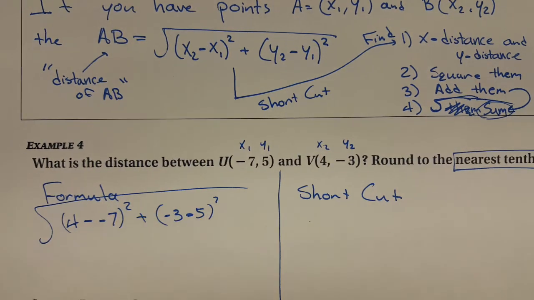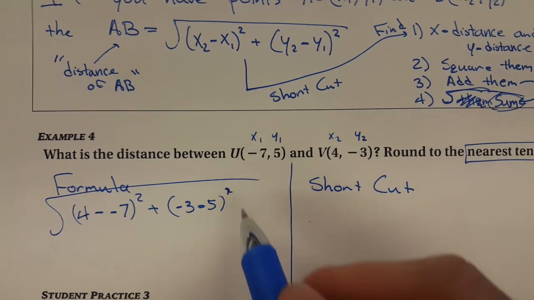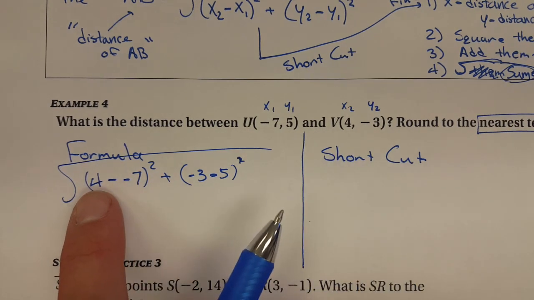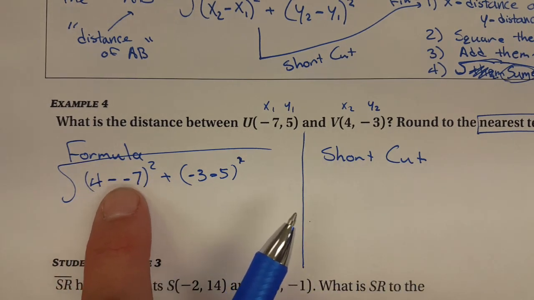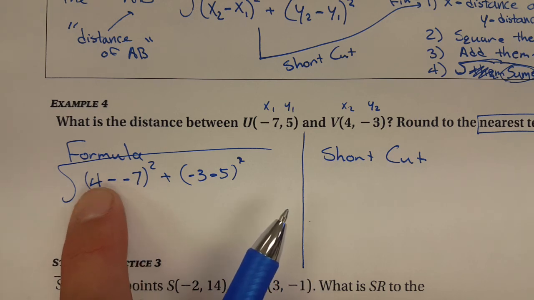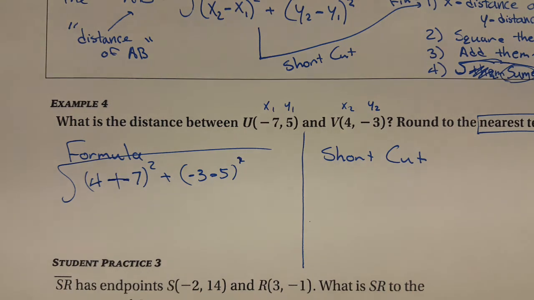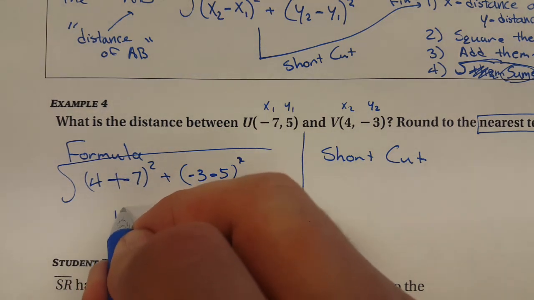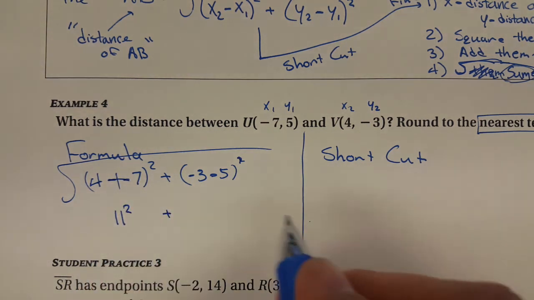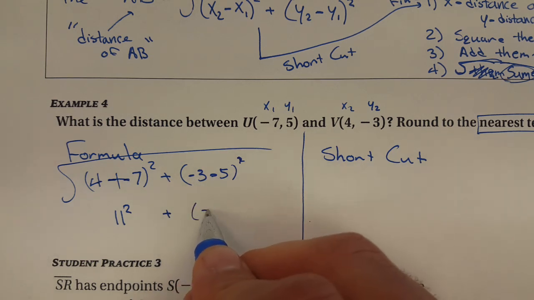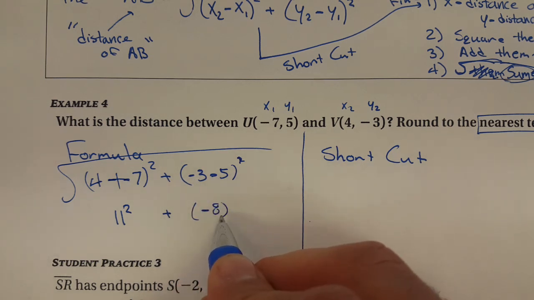Put brackets around it, and then I put squares and addition, and here we go. So now I'll just do order of operations one thing at a time. Brackets: in here, when you do 4 minus a negative 7, that's actually addition. So 4 plus 7 is 11. So right here I'll have 11 squared plus, see, negative 3 minus 5 more is going to be a negative 8.